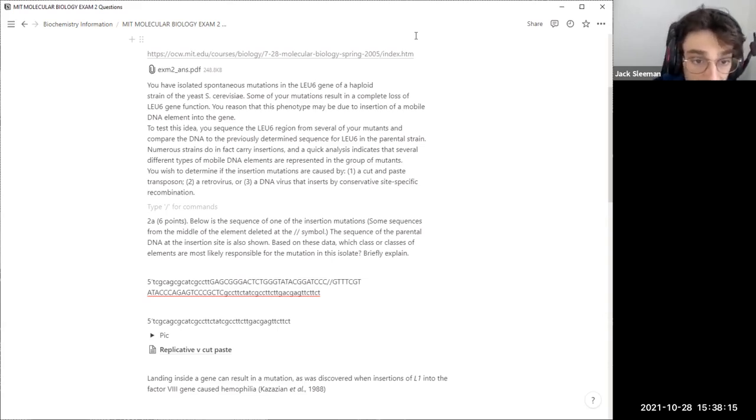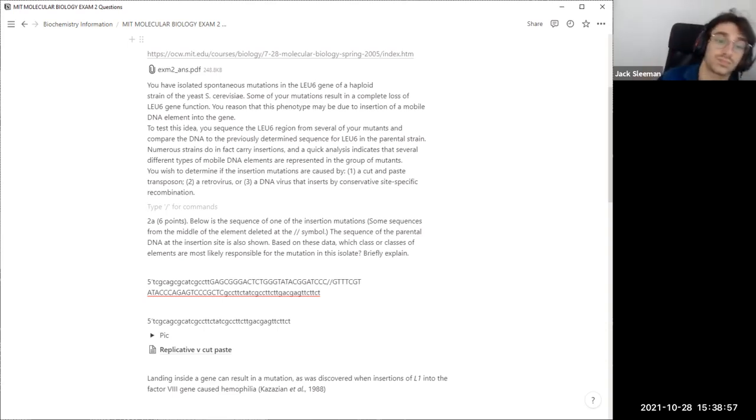Very cool. Interesting. To test this idea, you sequence the gene from several mutants and compare the DNA to the previously determined sequence for leucine 6 in the parental strain. Numerous strains do in fact carry insertions, and quick analysis indicates that several different types of mobile DNA elements are represented in the group of mutants. You wish to determine if the insertion mutations are caused by a cut and paste transposon, a retrovirus, or a DNA virus that inserts itself by conservative site-specific recombination. 2A. Below is the sequence of the mutation. The sequence of the parental DNA and the insertion is known. Based on this data, what is it?